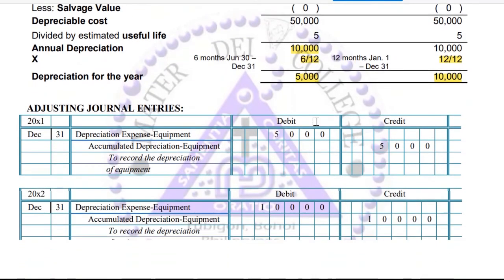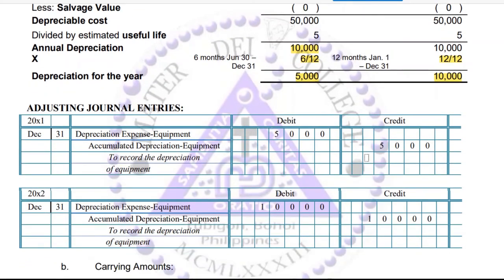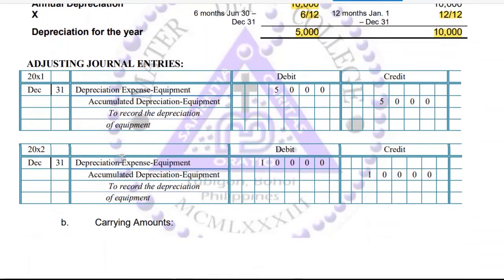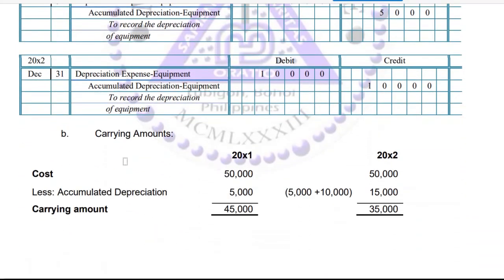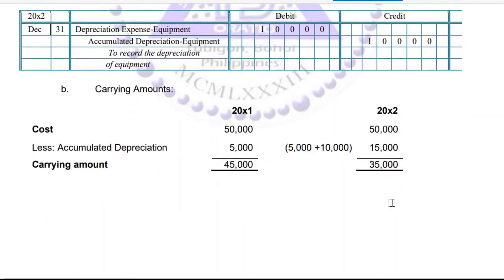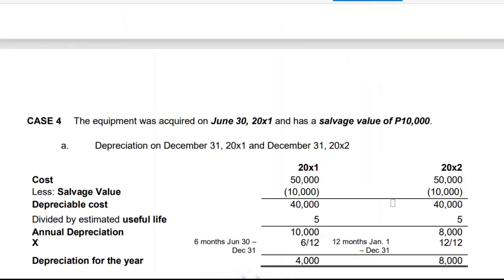So, this time, dili na parehas og amount. Pero parehas gihapon ang debit og ang credit. And for the carrying amount, again, just simply get the total of the depreciation that was already recognized. So these are your carrying amounts. For 20x1, you have 45,000, and 20x2, you have 35,000. And I think the next one is the last case.